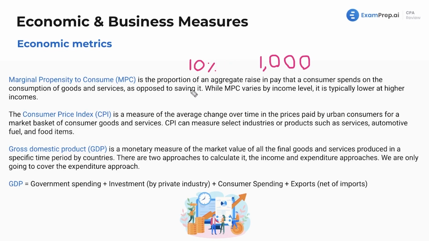And again, this is everyone as a whole, so it's not going to be as clear cut as just one person. And while it does vary by income level, it is typically lower at a higher income. So think about that. How do you generally have more money? Well, you save more money and you grow it, you invest it. So yes, generally the wealthier, the higher income individuals will have a lower marginal propensity to consume.